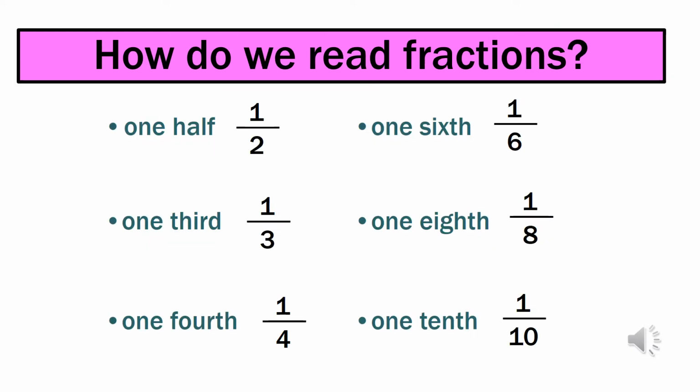How do we read a fraction? Here's the way that we would read some of these commonly used fractions. When we see 1 over 2, we would call this 1/2. When we see 1 over 3, we'd call this fraction 1/3. When we see 1 over 4, we can call this fraction 1/4. Can you notice a pattern about what we're naming these?